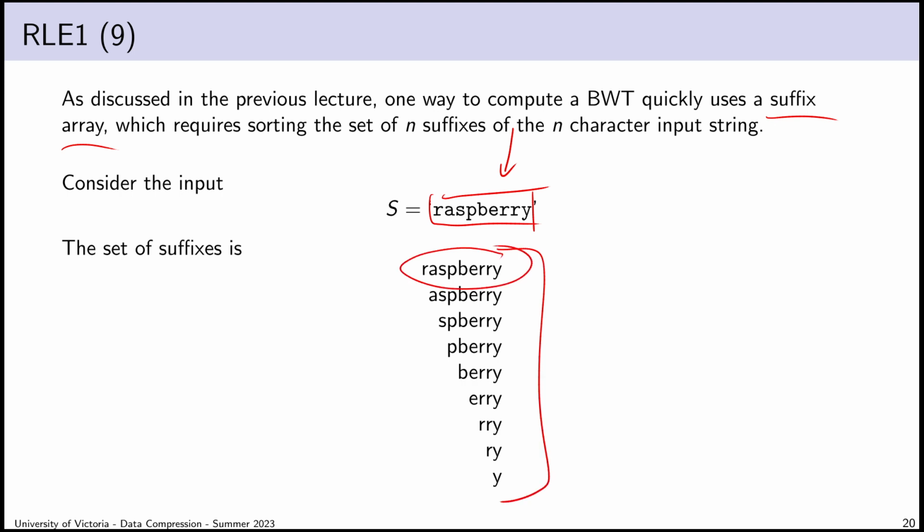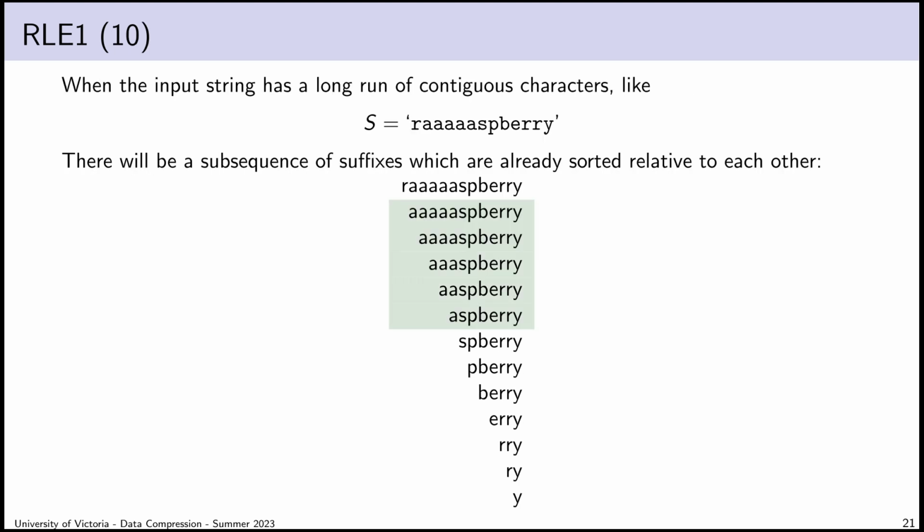So one of the suffixes is the suffix that eliminates 0 characters from the beginning, so it's just the entire string. And so we generate all the suffixes and then sort them. If I have an input string with a long run of contiguous characters, then when I generate all the suffixes in order, some of them will be already in sorted order. All of the ones that are part of this long run of A's are guaranteed to already be in sorted order, either in forward sorted order or in reverse sorted order, depending on what order you generate the suffixes and what character appears over and over again.